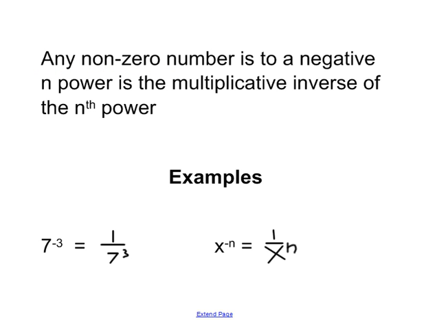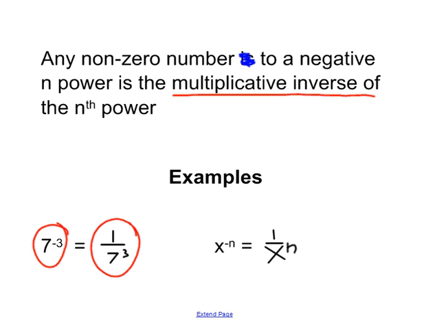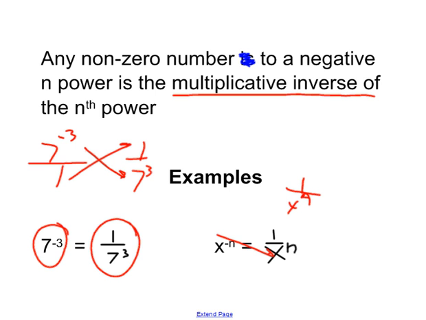Another definition that we need is to say any non-zero number to a negative power is the multiplicative inverse. It is the multiplicative inverse of the number to the nth power. So for example, 7 to the negative 3 power is really saying 1 over 7 to the third power. I move the 7 to the third power to the denominator, and it becomes 1 over 7 to the third. Same exact thing here. I have to move this to the other part of the fraction, and it's 1 over x to the nth power.